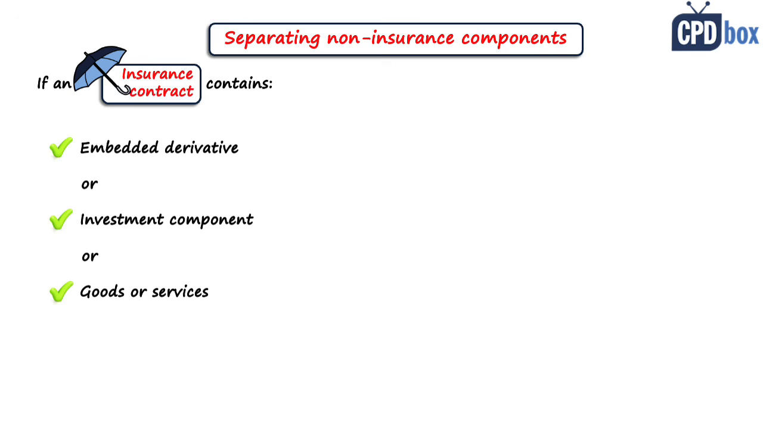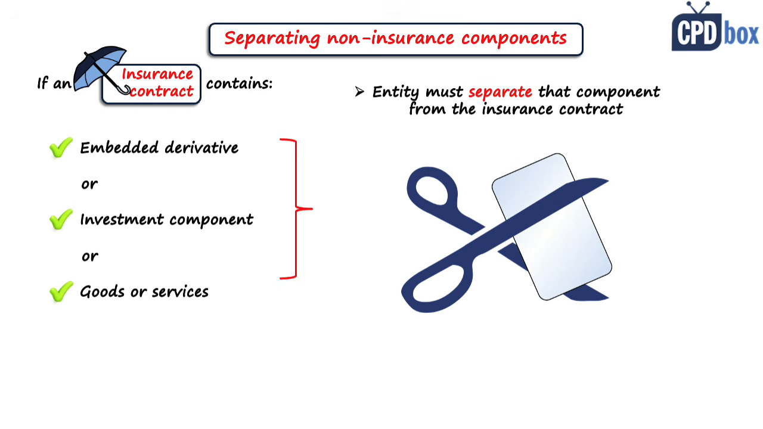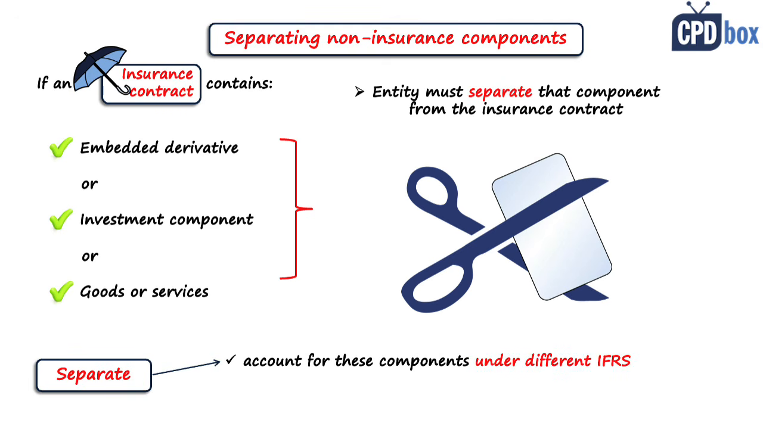Here, the important thing is that if there is any of these three components in the insurance contract, an entity needs to separate that component if the conditions are met. Separate essentially means that the separated component will be accounted for under a different IFRS standard, not IFRS 17. So we will need to exclude the cash flows related to that component from the contract, and remaining contract will be accounted for under IFRS 17. So how? It depends on what specifically the non-insurance component is. So you would either apply IFRS 9 or 15.